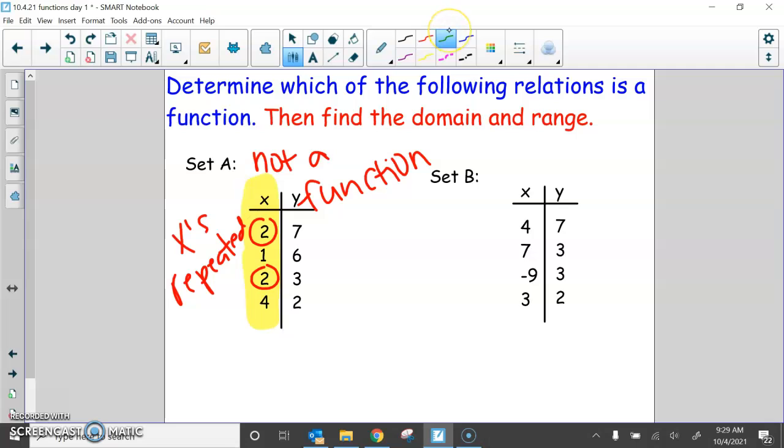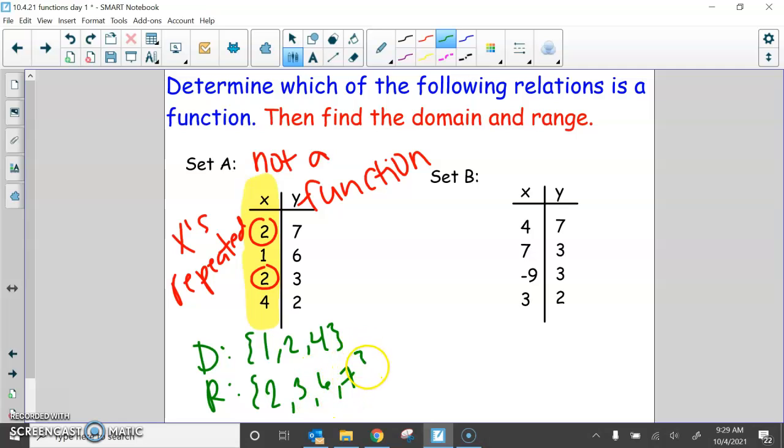So now we're going to find the domain and the range. So your domain, we have 2, 1, 2, and 4. So your domain should be 1, 2, 4. Your range are your y values, 7, 6, 3, and 2. And remember, you're always going smallest to biggest. So 2, 3, 6, 7.